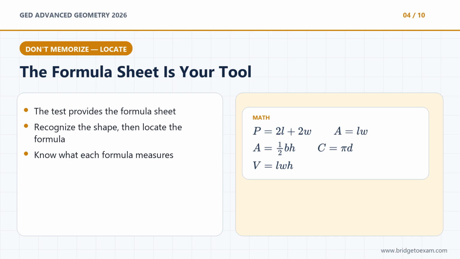Here's a relief. The GED gives you a formula sheet during the test. So your job is not to memorize every formula. Your job is to recognize the shape and then locate the right formula on the sheet. For example, perimeter of a rectangle is 2L plus 2W. Area of a rectangle is L times W. Area of a triangle is 1/2 base times height. Circumference of a circle is pi times the diameter. And the volume of a box is length times width times height. Learn what each one measures, and the sheet does the rest.